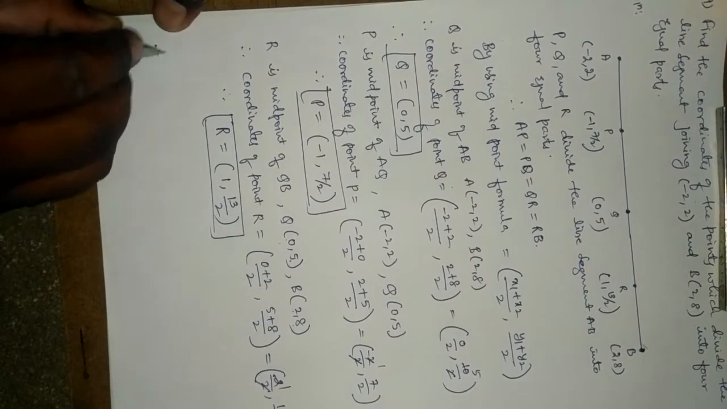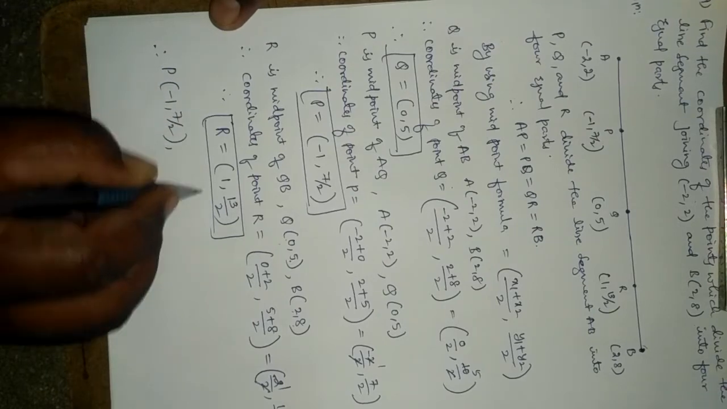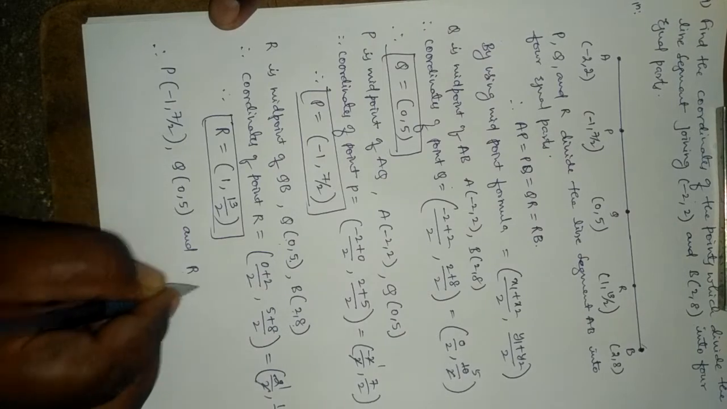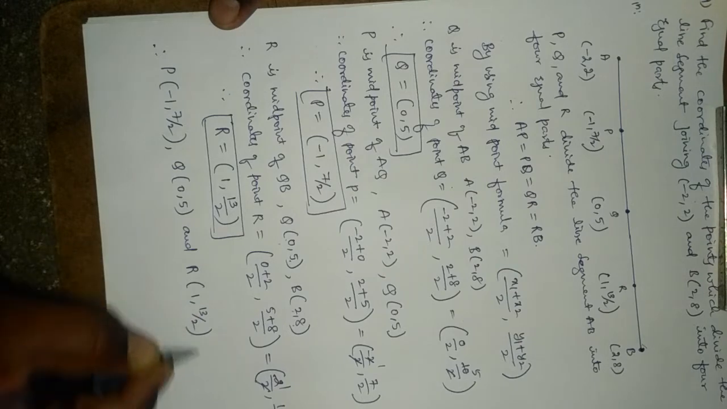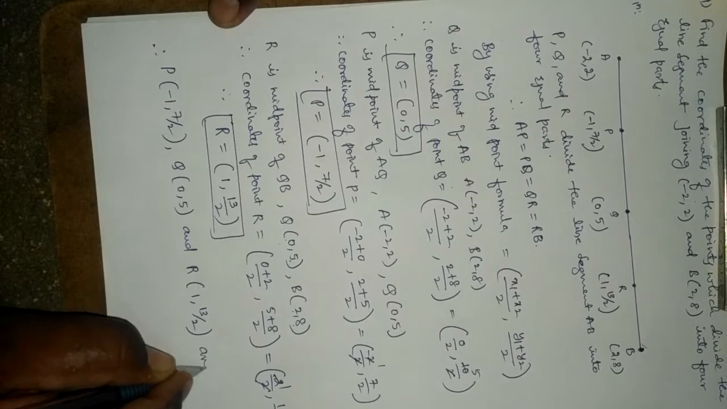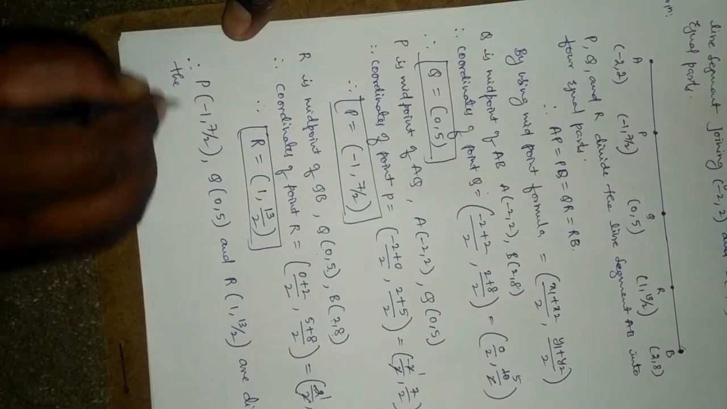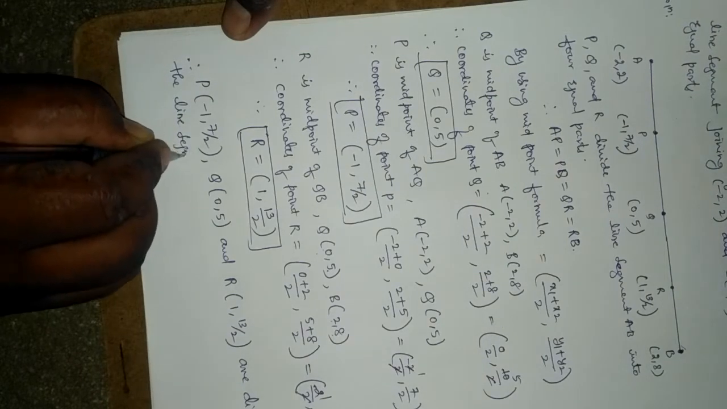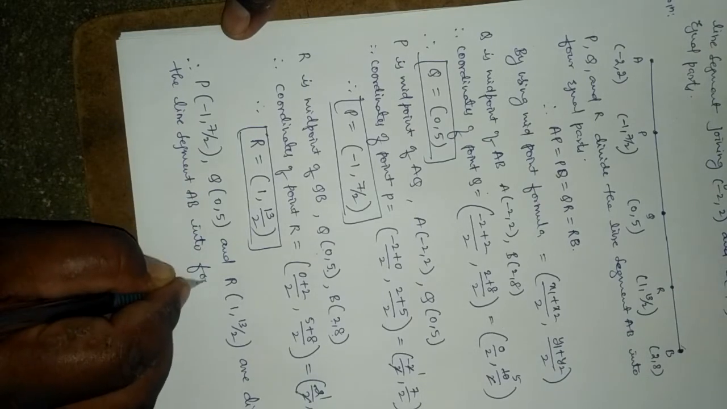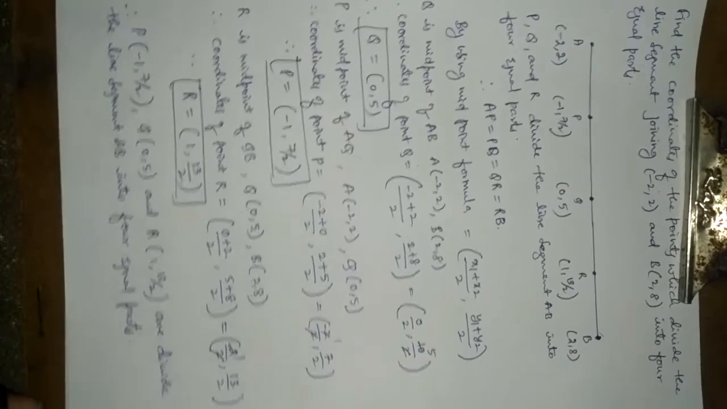So what do you have to write? Therefore P(-1, 7/2), Q(0, 5) and R(1, 13/2) divide the line segment AB into 4 equal parts. This is your solution.